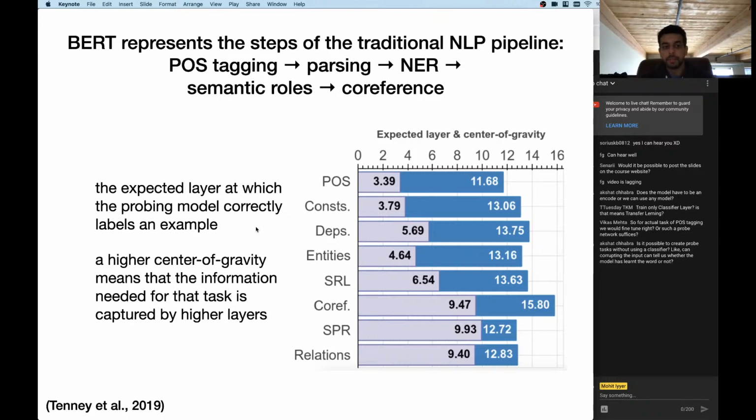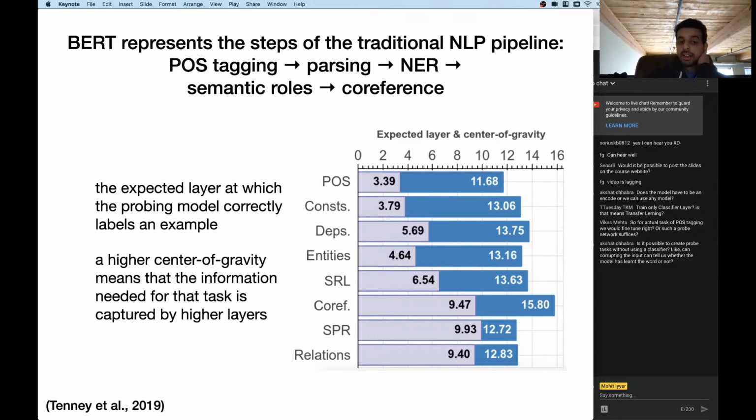I'll get to this question after covering this plot, the probing model. So basically the best layer to solve this particular task. And they have all of these tasks, from part of speech tagging, which is very low. Constituency parsing and dependency parsing are still low-level syntactic tasks. Then you have things like entity recognition, semantic role labeling and coreference. Here you start getting into higher-level semantic understanding. Things like relation extraction require more semantic understanding.